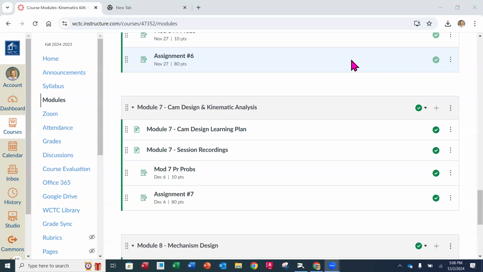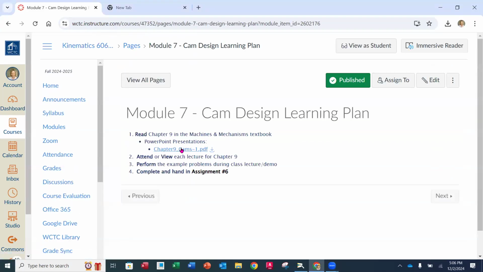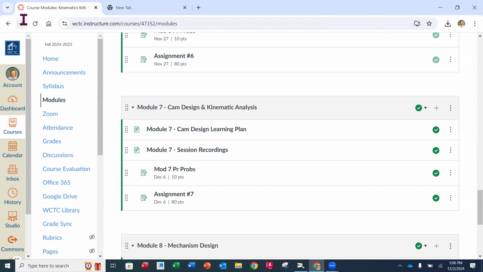Okay, so tonight we're going to be looking at Module 7, which is going to be CAM design. As we look here, our module looks very similar to what we've had in the past. Learning plan wise, we're going to be looking at Chapter 9. We'll be working through this PowerPoint this evening. I will be recording. We are going to split this into 2 lectures.